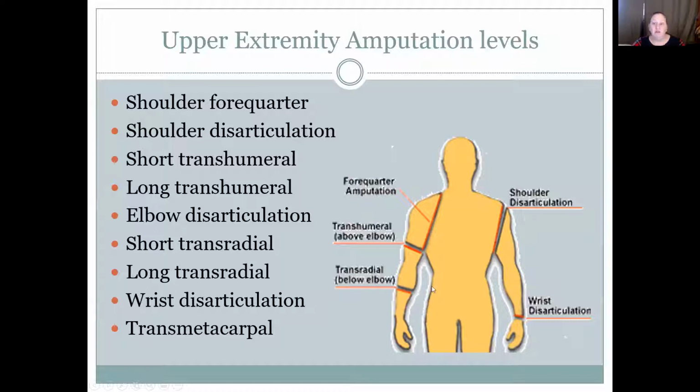And then you have your wrist disarticulation, which is where you lose your hand, and you have your transmetacarpal, which is where you're going to lose fingers, okay. You will need to know where these are all taking place. So you'll need to know these. And that's transradial, transhumeral, transtibial, which is below the knee. It may be either short or long. Transfemoral, above the knee, may be either short or long. And then the disarticulation is through that joint.